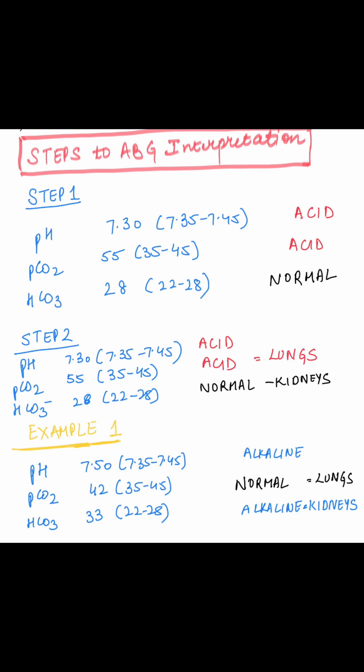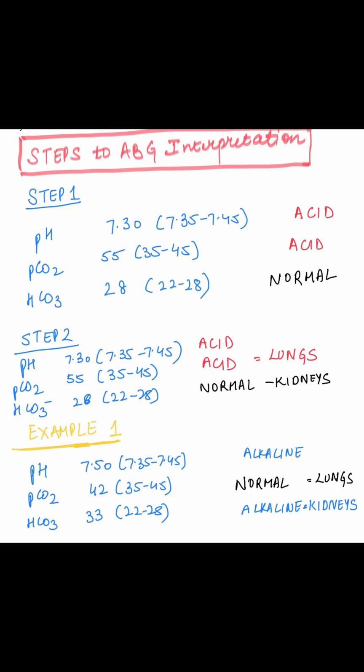So in the first case, pH is 7.30, so it is less than normal, that means it is acidic. Partial carbon dioxide is 55, that is more, it means acidic. Bicarbonates are in the normal range. So this is basically a case of acidosis, right?